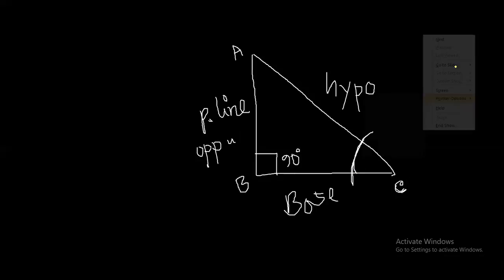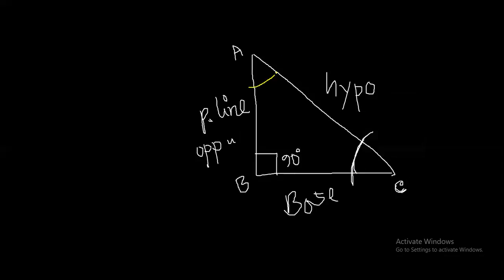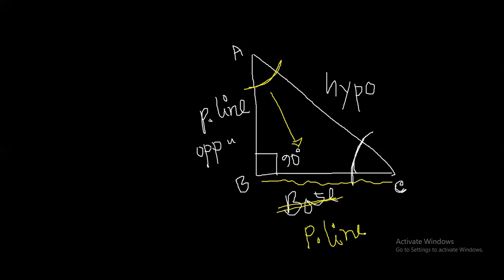Now, if I consider angle A, then the opposite of angle A will be this length BC. Then this BC will be perpendicular line. So the rest one will be base. So actually identification of base and perpendicular line depend on the respective angles.